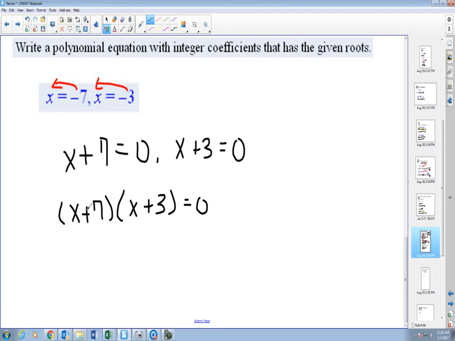This is a FOIL method, so x times x is x squared. The last thing I do is positive 7 times positive 3, positive 21. Outer is 3x, inner is 7x. That will give me 10x. So this must be the polynomial, original polynomial right here.